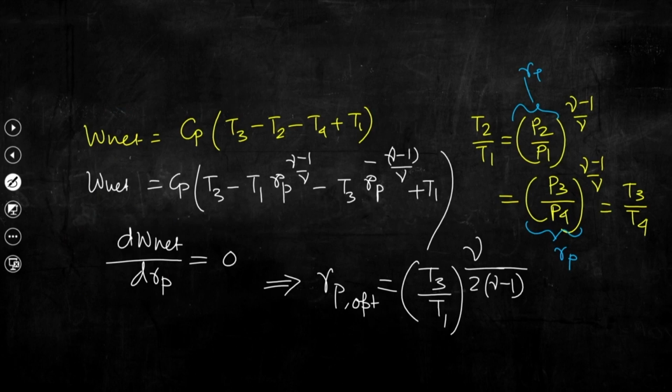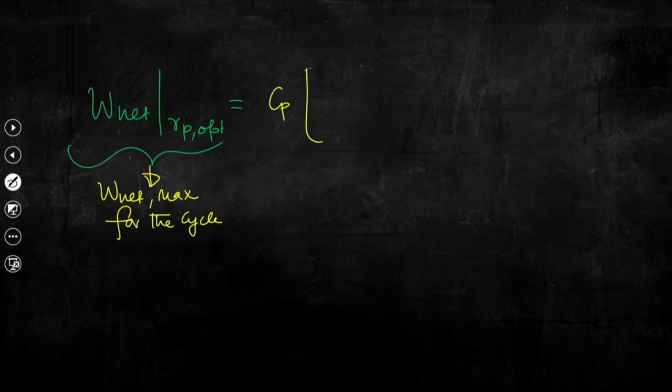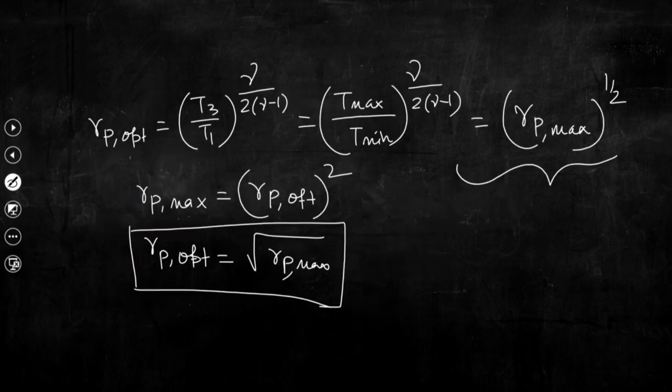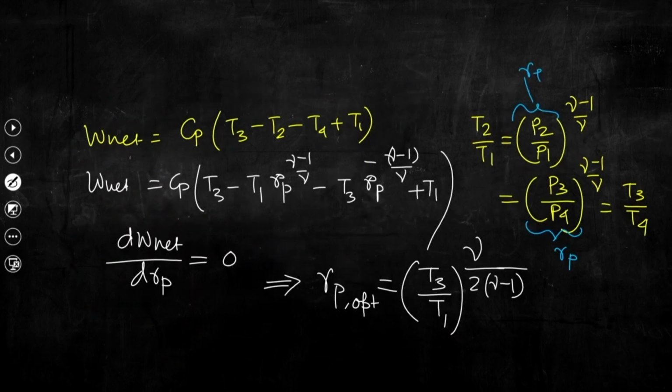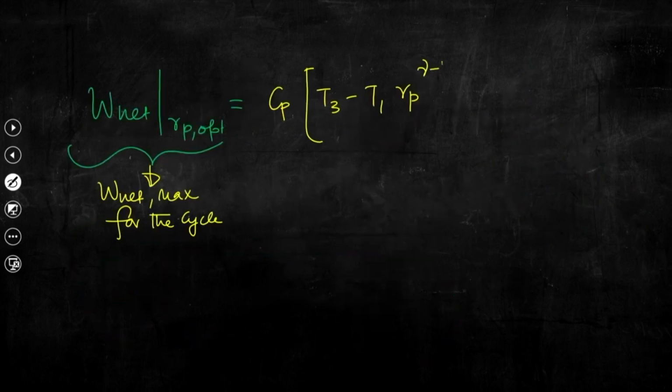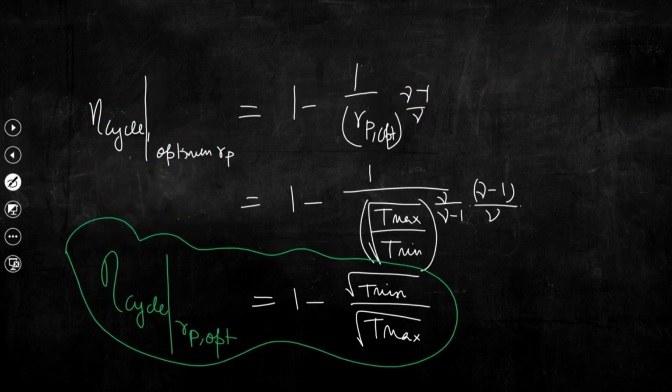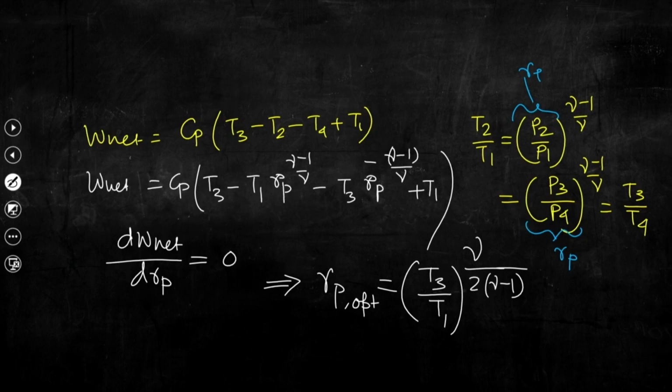So, if we write Cp into T3 minus T1 Rp power gamma minus 1 upon gamma, then T4 is T3 into Rp minus gamma minus 1 upon gamma plus T1. So, this is the expression, let me verify it once again, minus T3 into this.